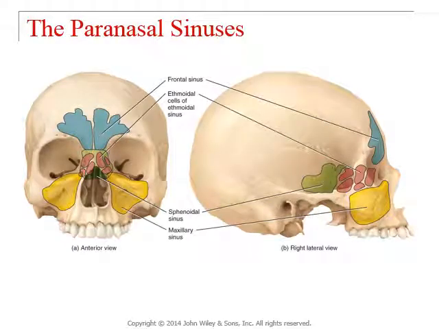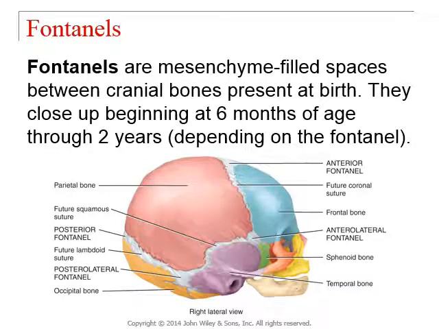So here are the 4 nasal sinuses. We find the frontal sinus, we find the ethmoid cells of the ethmoid sinus, we also find the deep sphenoidal sinuses and also the maxillary sinuses. Now so far we looked at mature adult skulls.